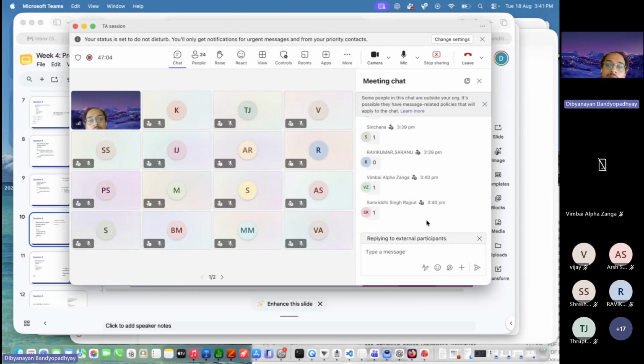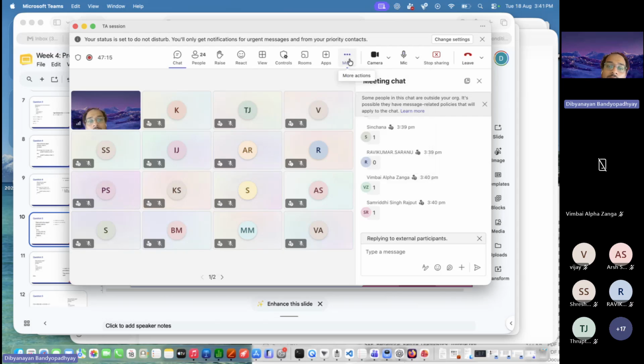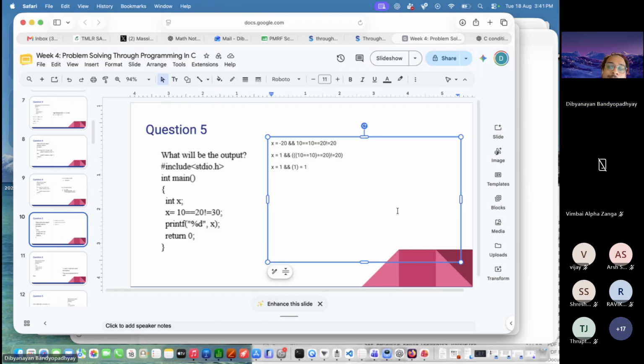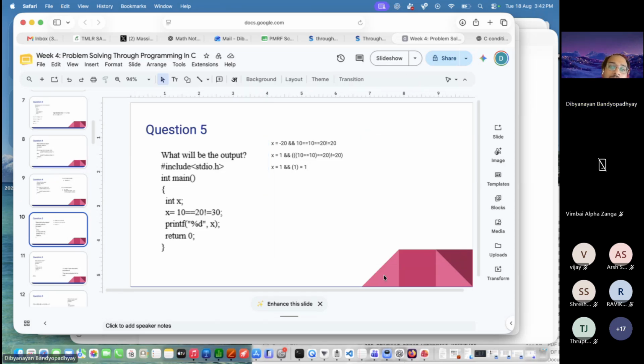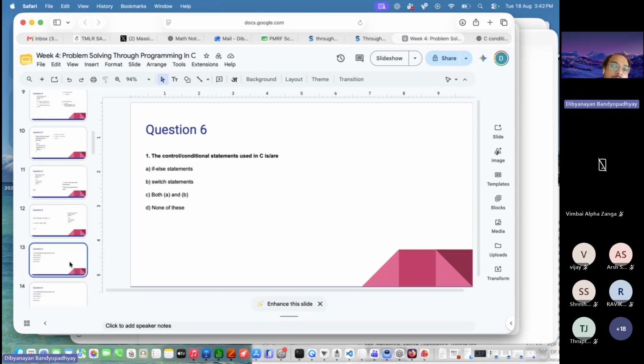Correct. Okay, some people have said 1. Is it recording? Okay, recording. Fine. So any doubt about this? If you have any doubt, please ask. Okay, if you don't have any doubt, then I think I can proceed.